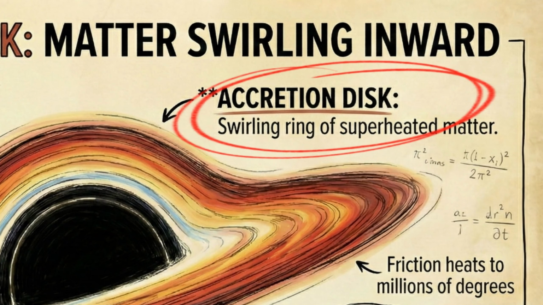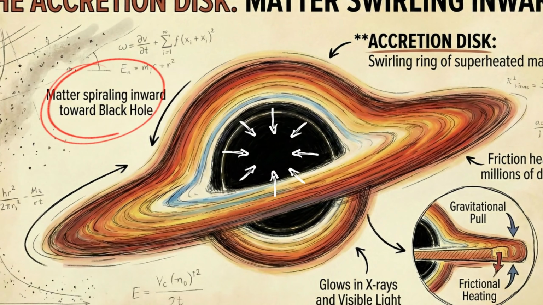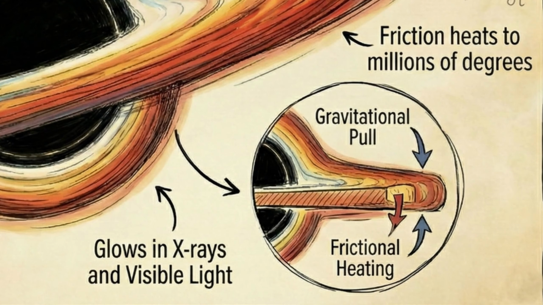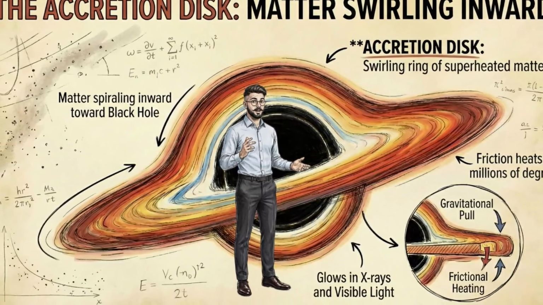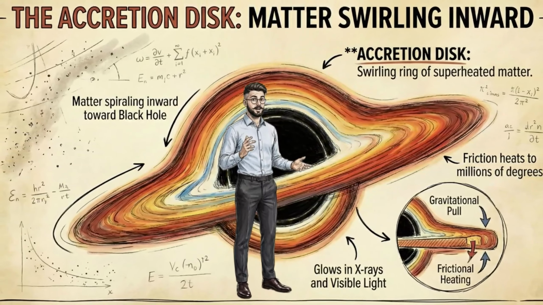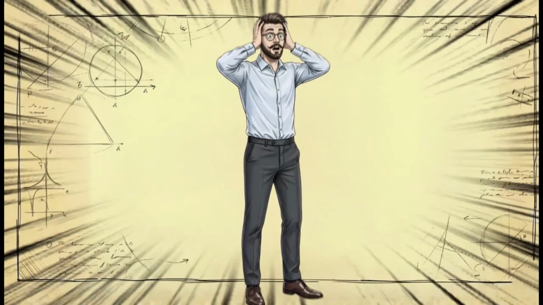Look at the disk of light swirling around it. That's the accretion disk, matter spiraling inward toward the black hole. As it accelerates due to gravity, friction heats it to millions of degrees. The disk glows in X-rays and visible light. What you see in the film is a dramatization, but the physics is sound. But here's the thing that blows me away.